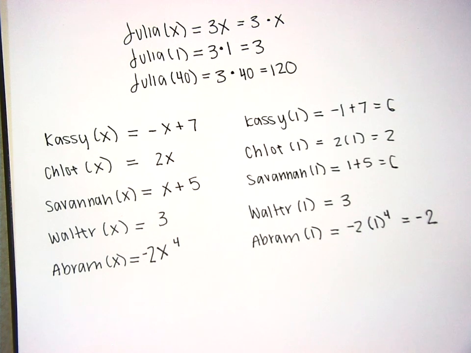Like, for example, let's say that you were paid per hour to babysit for me, and I was going to give you $10 an hour. Your equation would be 10x, right? Because if you babysat for 2 hours, I'd give you $20. 10 hours, I'd give you $100, right?